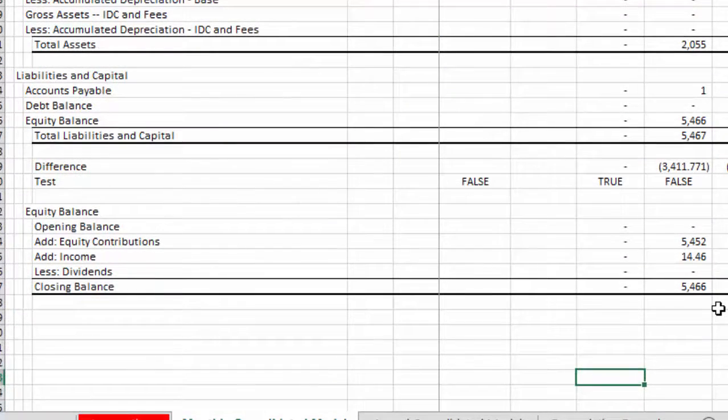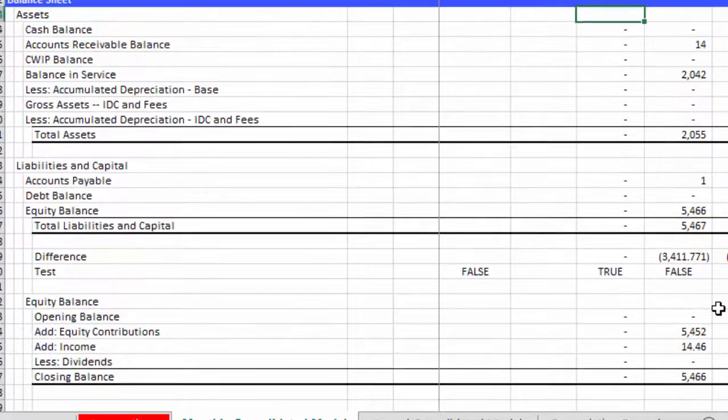Okay, it still didn't balance. I didn't really expect it to balance. There's something wrong with the plant in service. Okay, and I'm going to go ahead and come back to you and say, oh, it's all magically balanced, but it'll be kind of BS.